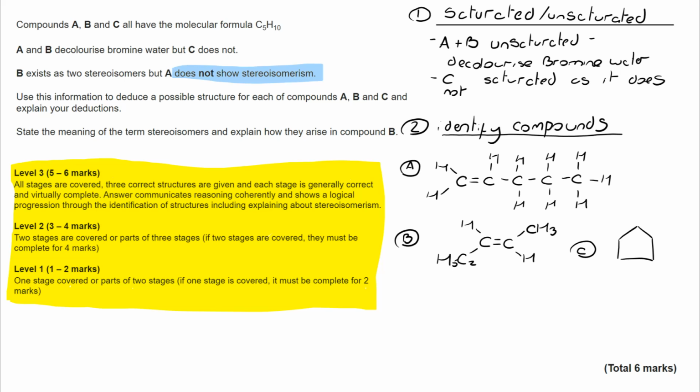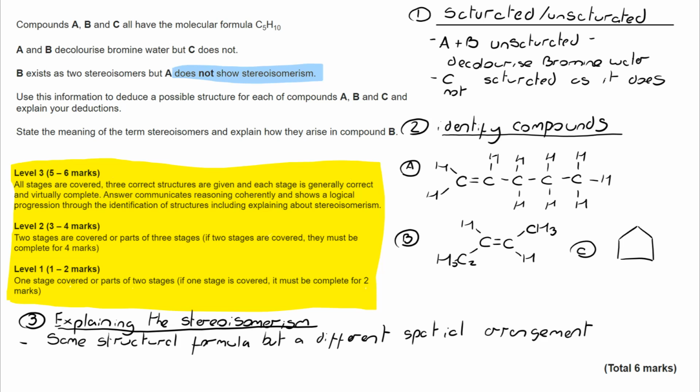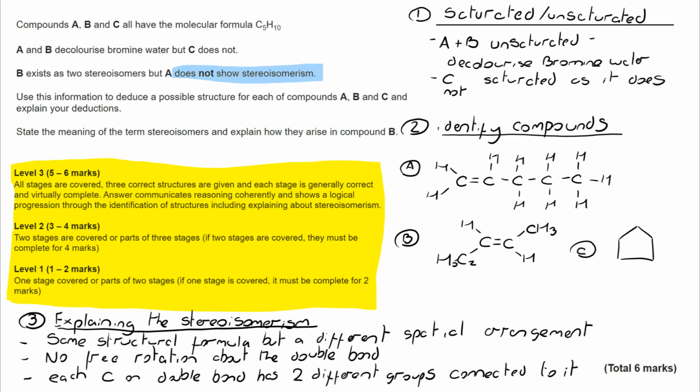Moving on to stage 3, and that's explaining the stereoisomerism. And I've already touched on this when we were drawing out A and B. First of all, let's say what it is. Give the definition. Same structural formula, but a different spatial arrangement. There's no free rotation about the double bond, and then each carbon on the double bond has 2 different groups connected to it.